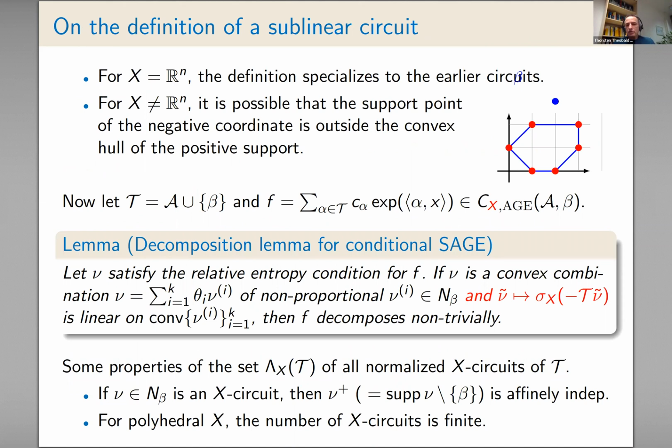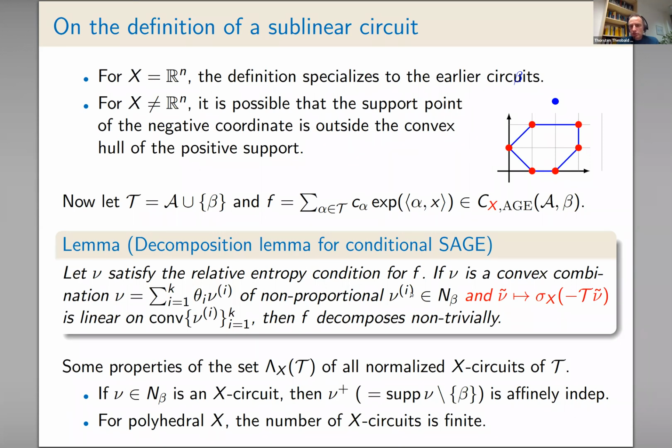If we are in the unconstrained situation, then the definition specializes to the definition of circuits that we have seen earlier, the one known from combinatorics, from the matroidal situation of circuits. In the other situation, it can be a little bit more unexpected from the combinatorial point of view, because the negative term does not always have to be inside the positive terms. Therefore the combinatorics changes. To argue that we have chosen the right generalization of the circuit concept, you should look at the decomposition lemma that we have seen before.